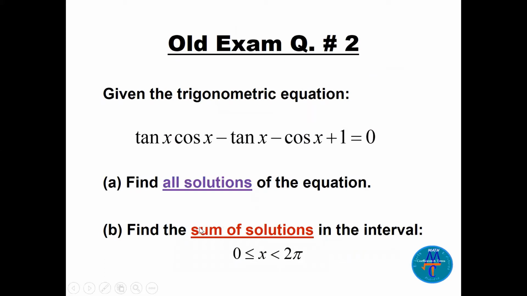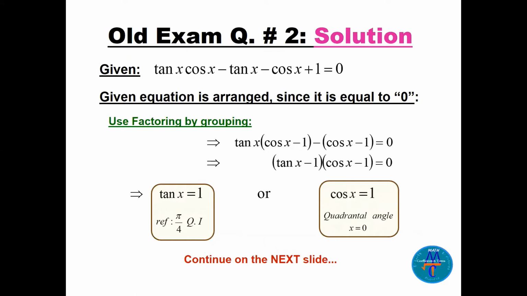Now this one is tan of x cosine of x minus tan of x minus cosine of x plus 1. Let's find all the solutions and find the sum in a specific interval. So the only thing we can do here is factoring. So this equation is already arranged. You see that? Because it's equal to 0. So it's ready to be factored by grouping, because we have 1, 2, 3, 4 terms.